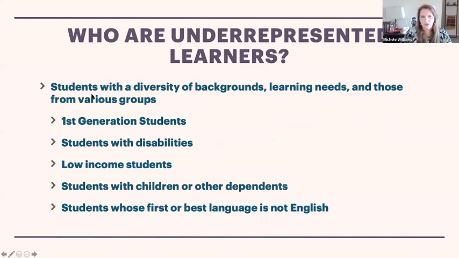So just to take a minute to talk about who underrepresented learners may be, and this is not an exhaustive list by any means. So students with a diversity of backgrounds, learning needs, that identify with various groups: first generation students, students with disabilities, low income students, students with children or other dependents, students whose first or best language is not English. Some of the people here today, including myself, may also identify with these groups.